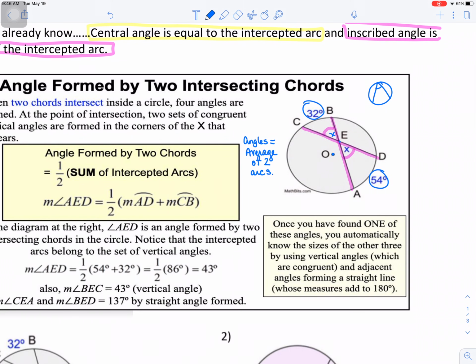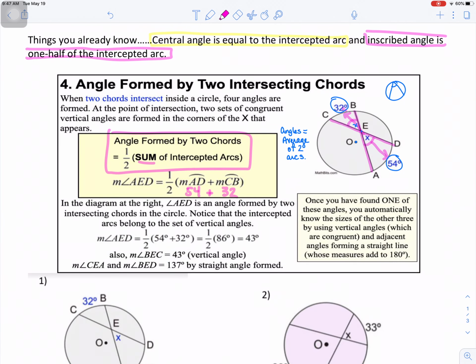So here's a formula. 1/2 the sum, that means to add, and when we do an average, you know you add the arcs. So the measure of angle AED marked with the X is 1/2 of the measure of arc AD, 54, plus arc CB, 32. So when you have an angle, you have to look at the other arc it intercepts. So you have to look at this arc and that arc. Combine them, 86, divide by 2, you get 43.